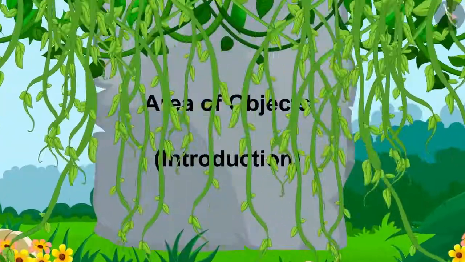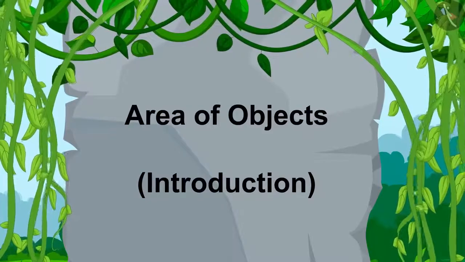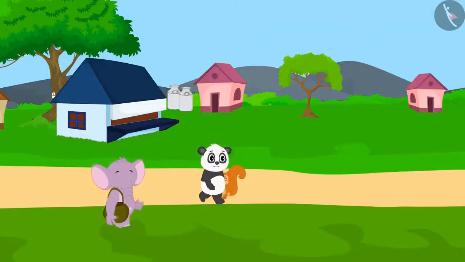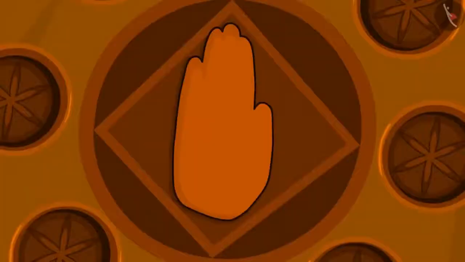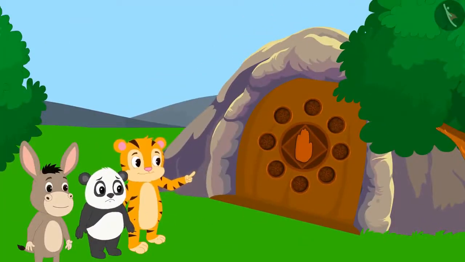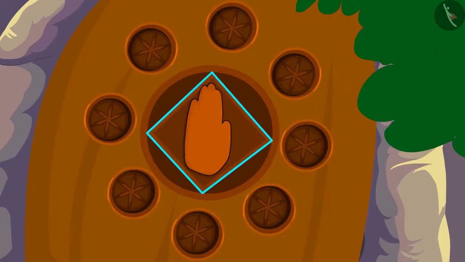Hello children! In this video, we will learn to estimate the area of objects. There is a lot of chaos in Champapur today. This morning, a door has been found in the cave. But this door can only be opened by the hand of one of the villagers.